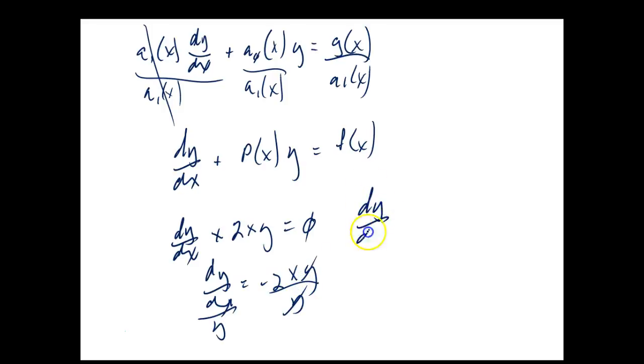How about this one? dy/dx is equal to y plus 5. What about that one? Yeah, that's separable. Write the derivative as a differential and divide by this. So then you have dy over y plus 5 is equal to dx.